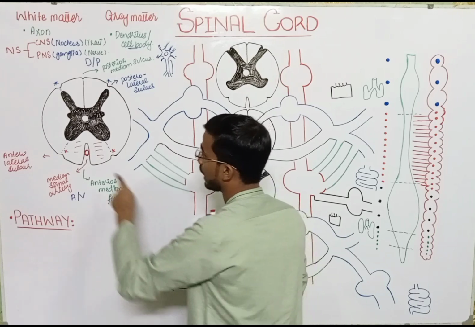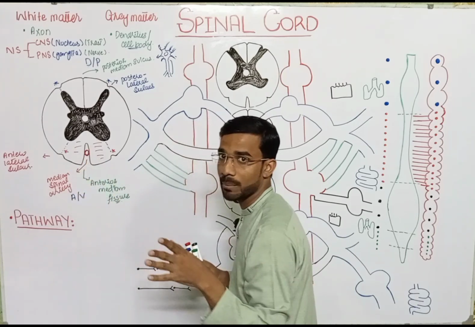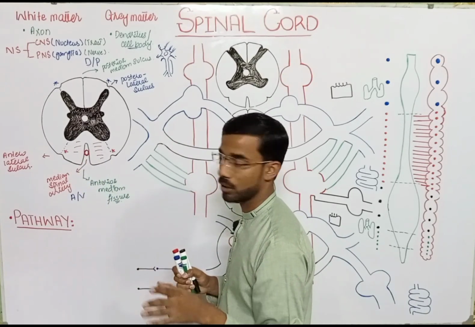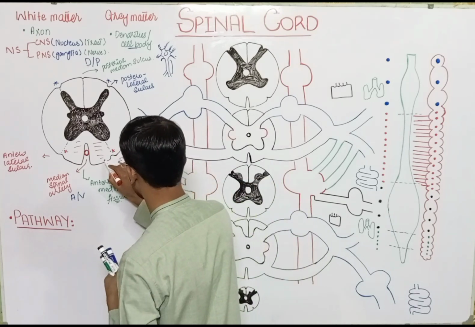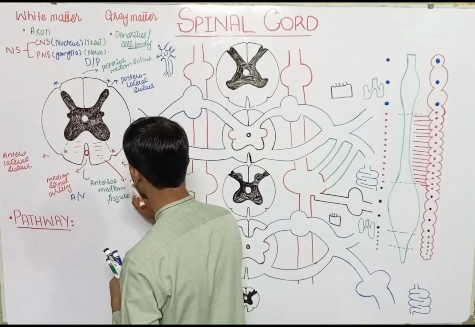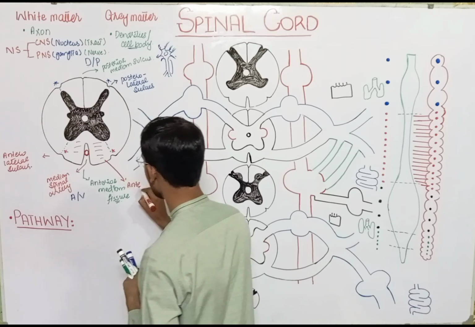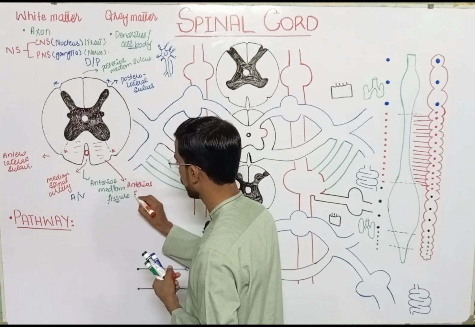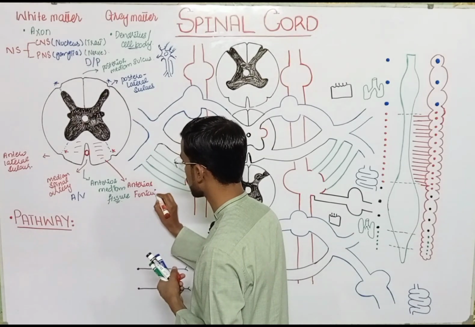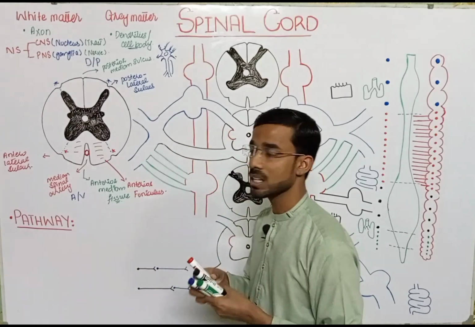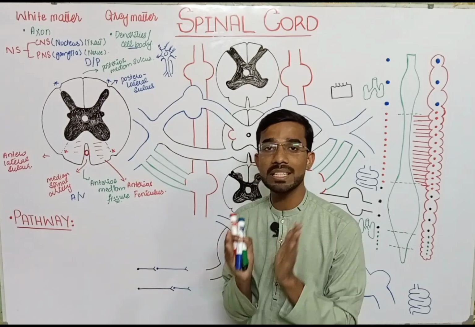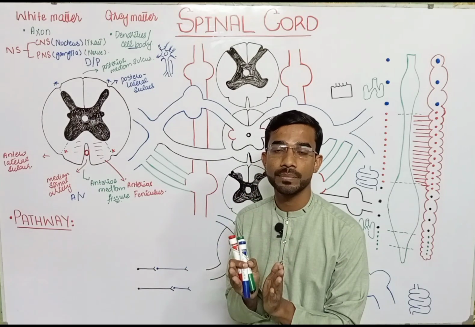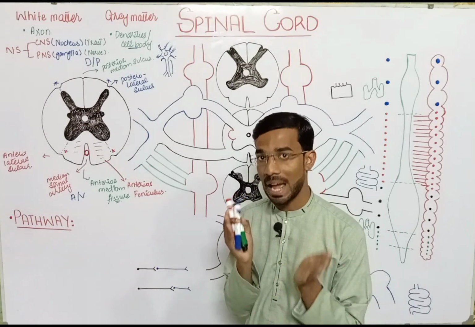Now this portion of the white matter is called the anterior funiculus. What is meant by the funiculus? Funiculus is actually a collection of the different axons.